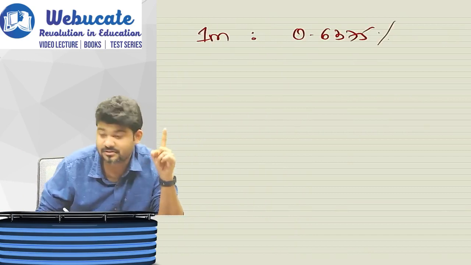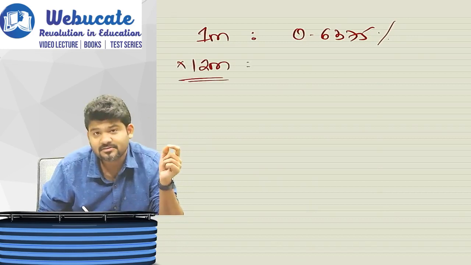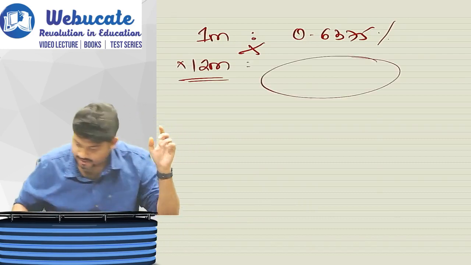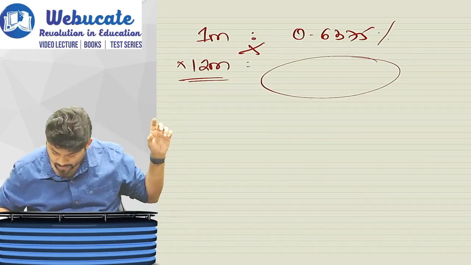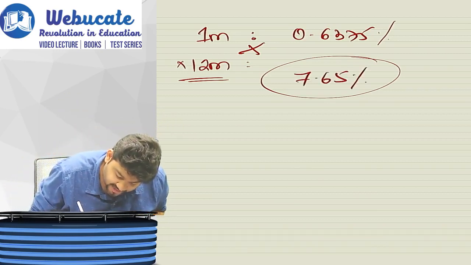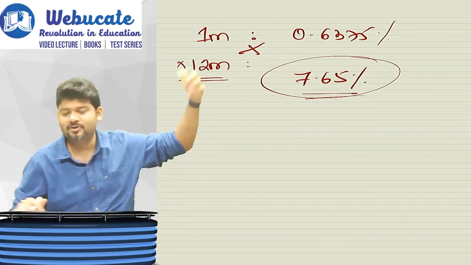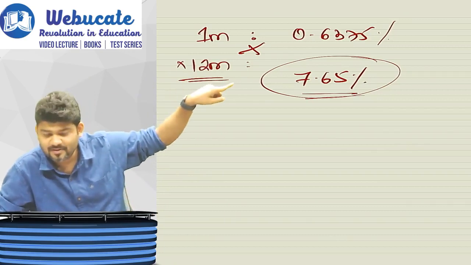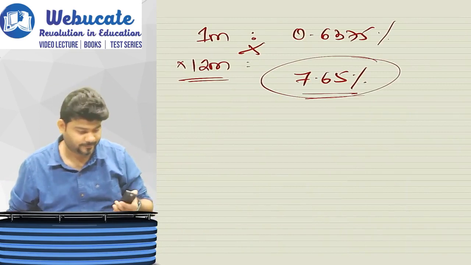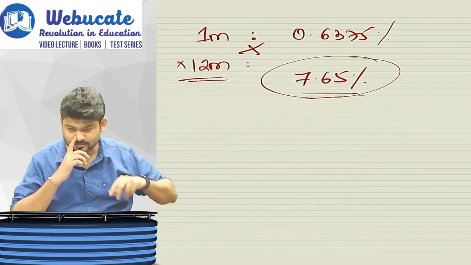0.6375, I have got it for 1 month. Suppose if I want to know what is the yearly return, can I say I will multiply it by 12 months? So if for 1 month I am getting this much, for 12 months how much? I will cross multiply. So 0.6375 multiplied by 12, and this will be 7.65 on an annualized basis. 1% per month is equivalent to 12% per annum. Niharika ma'am, am I clear? Niharika, please confirm, am I clear?